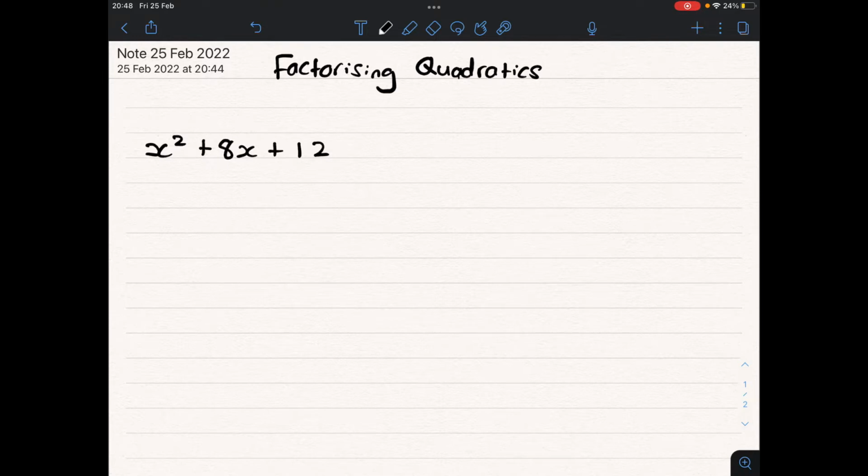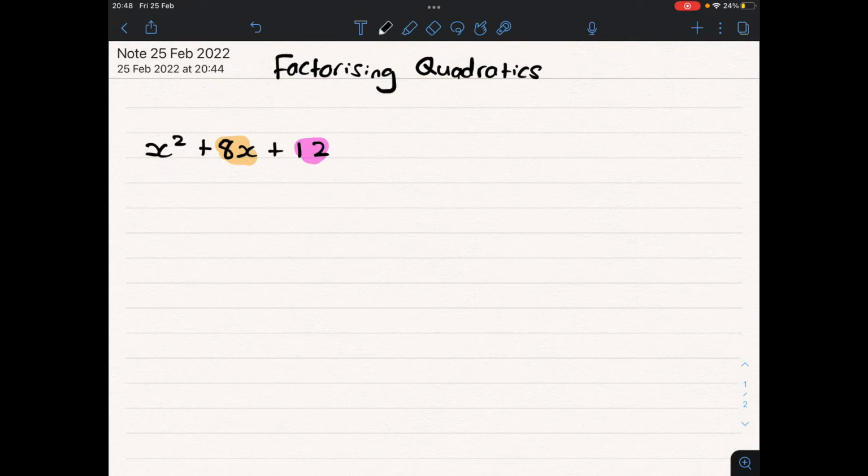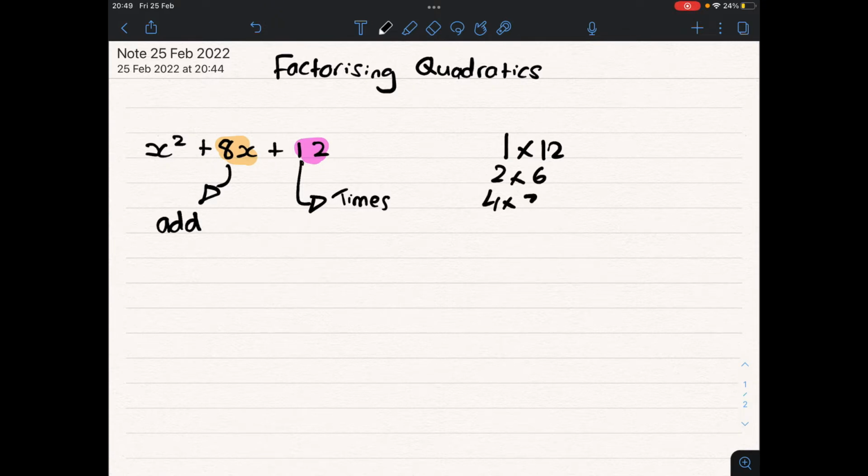The quick way to help remember how to factorize it is that you find two numbers which add up to 8, which times to 12. Remember, it has to add to 8, but it has to times to 12. So let's break down the numbers. The possible factors of 12 are 1 times 12, 2 times 6, and 4 times 3.